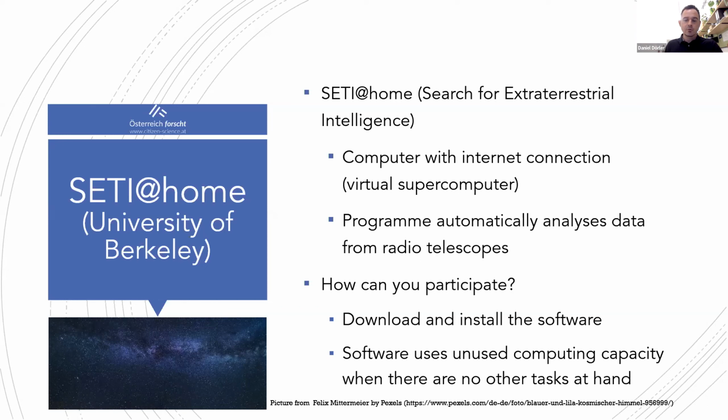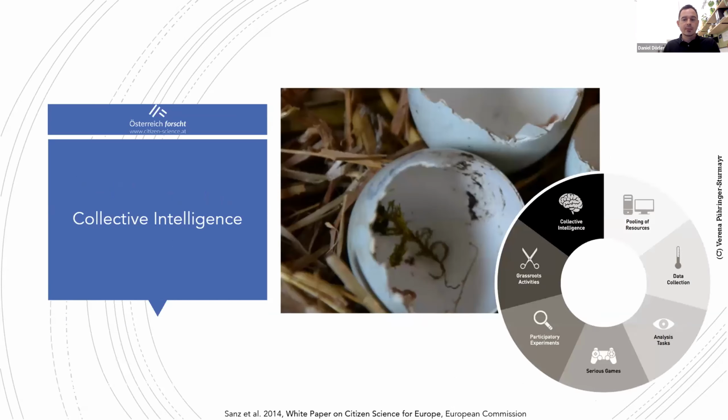And this software only runs when you don't use your computer, but it's still running. So it uses this unused computing capacity when there are no other tasks at hand. Through this, SETI@home gets a virtual supercomputer and can analyze these large amounts of data very quickly. Another very popular category of citizen science project or mode of involving citizens in projects is so-called collective intelligence.